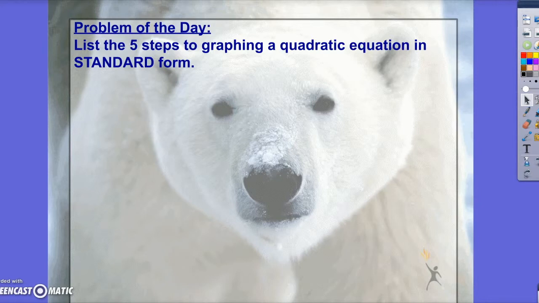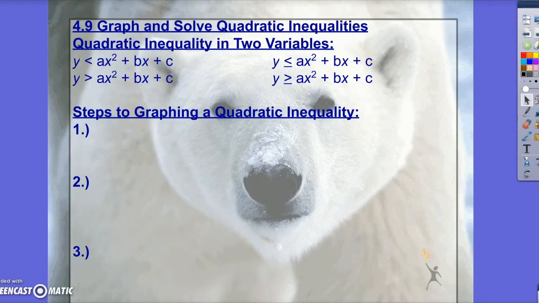And I'd like you to take a minute, and if you need help, look back to assignment 1 or 4.1 to see those 5 steps we used. Because today we're going to graph in standard form again, so it's a little bit more of a review. All right, so in our lesson today, 4.9, graph and solve quadratic inequalities, instead of equations, we're going to add an extra step. So take what we did in 4.1 and modify it to do inequalities instead of equations.